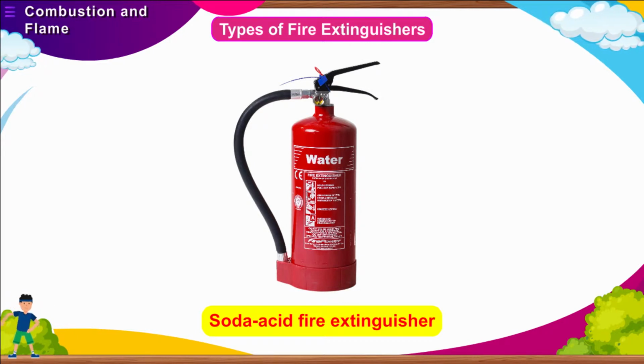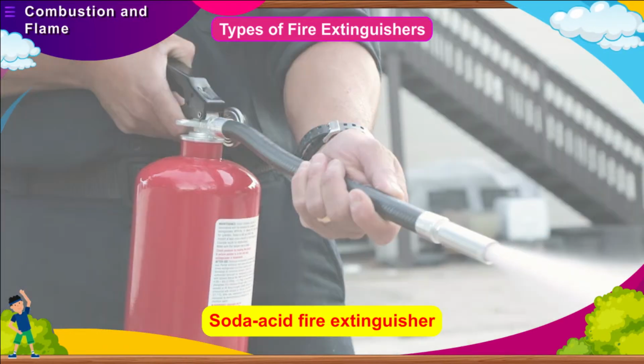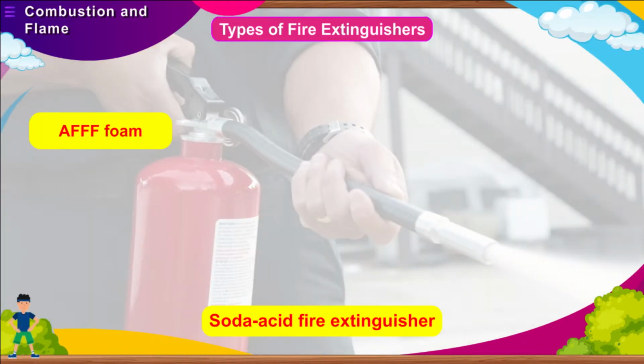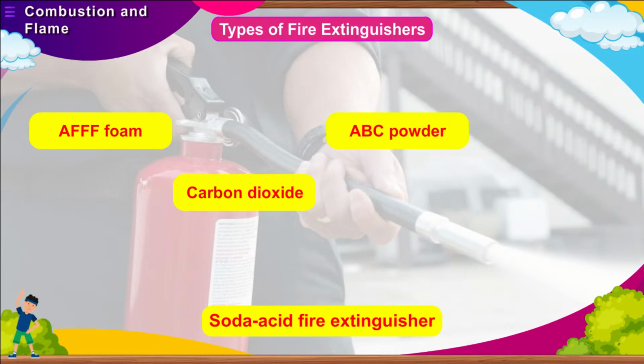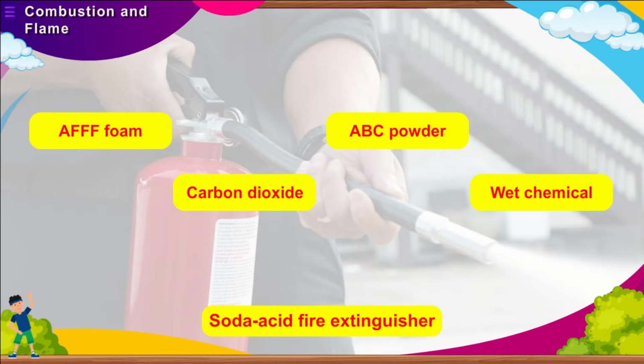When we strike the knob of the extinguisher, it forces the water solution out through the nozzle. The mixture of the liquid and carbon dioxide extinguishes fire. Other fire extinguishers that can be used are AFFF foam, carbon dioxide, ABC powder, and wet chemical fire extinguishers.